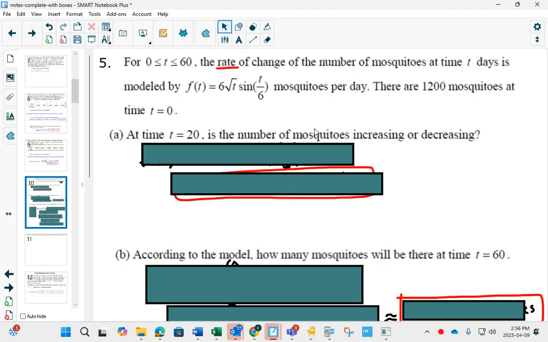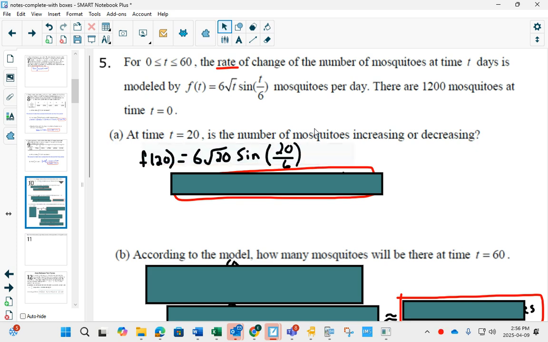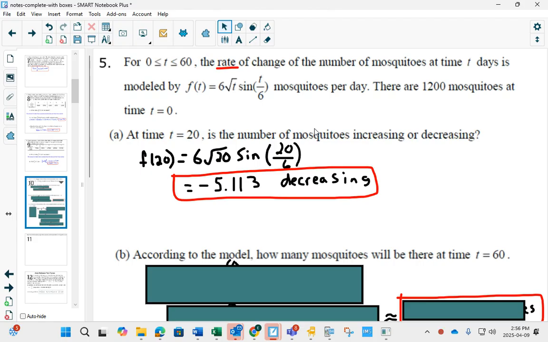Well, if your rate of change is positive, it's going to be increasing. If the rate of change is negative, it's going to be decreasing. So we can just plug that into our function, because that was our function's rate of change. Evaluate this, and we get negative 5.113. So we can tell that it's decreasing.